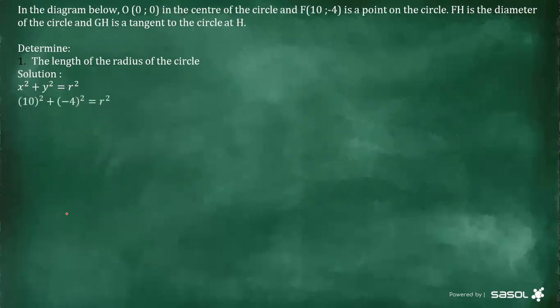From there, we just substitute the values, and it gives us 100 plus 16, which is 116, equals r squared. Then you square root both sides, which gives 2 square root of 29. The question is very clear: determine the length of the radius, not the equation of the circle. Hence we have to solve for r and get rid of that exponent 2.